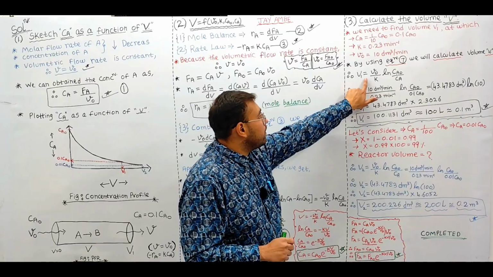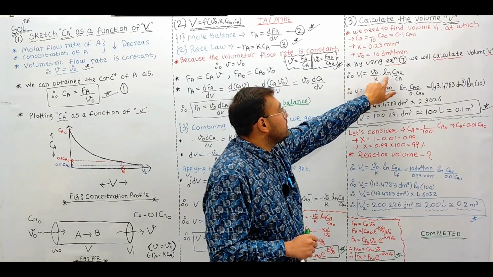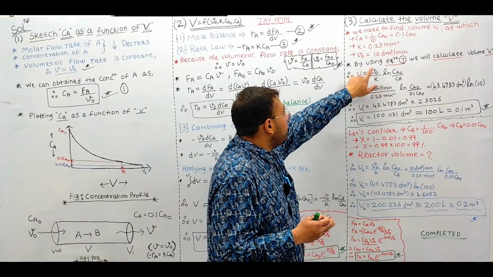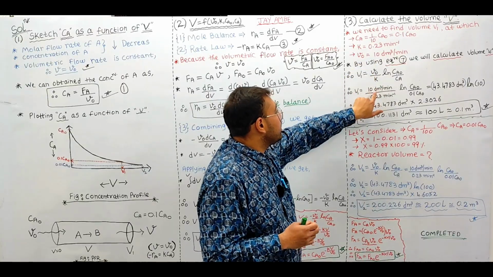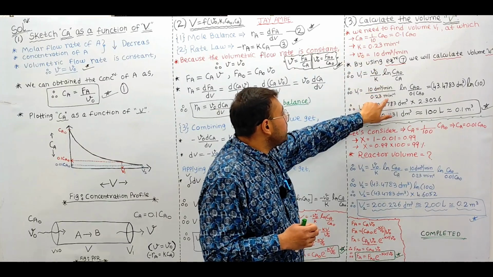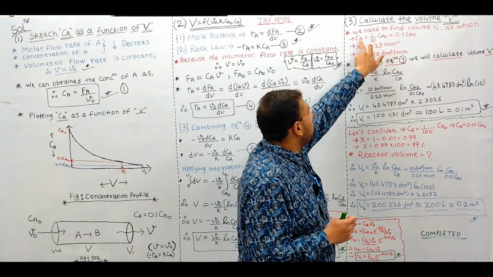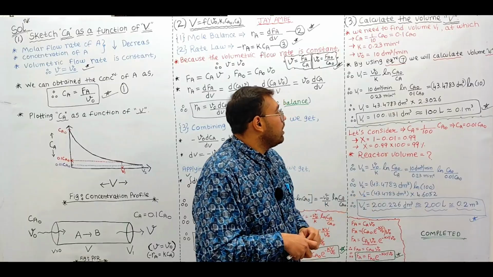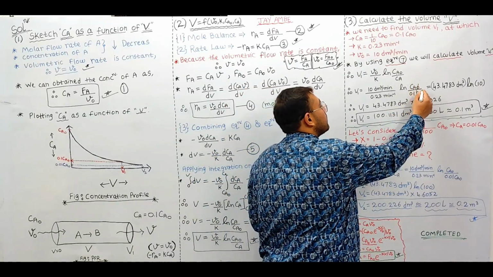So we write V1 is equivalent to nu naught by k, ln Ca naught by Ca. We have the values, so just plugging in all the values: V1 is equivalent to nu naught, 10 cubic decimeter per minute, over the rate constant 0.23 minute inverse, times ln Ca naught over Ca, where Ca is 0.1 Ca naught. From here, the Ca naught in the numerator and denominator can be cancelled off.